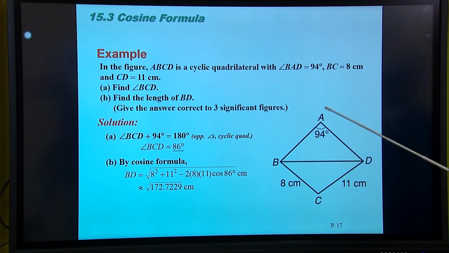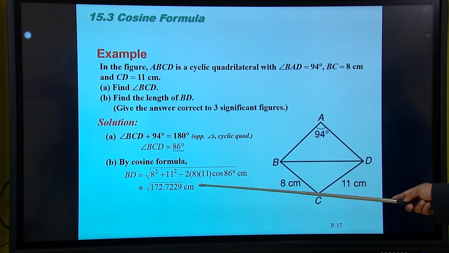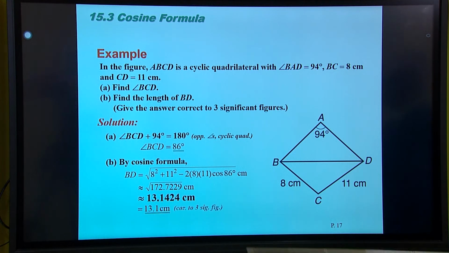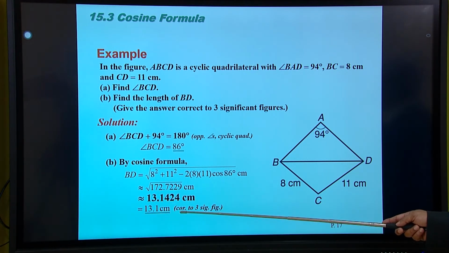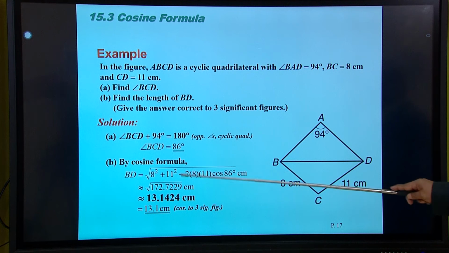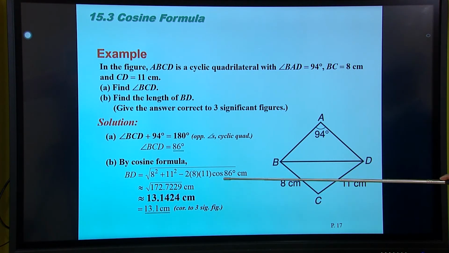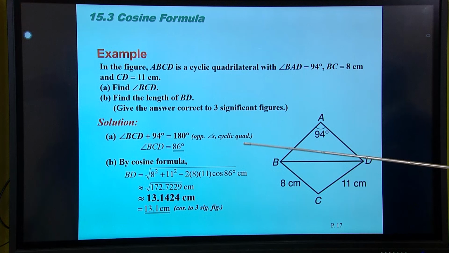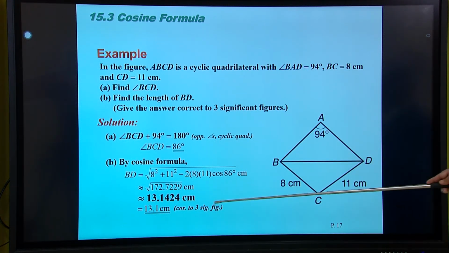Now again, 3 significant figures. So if I look at that answer, I need to round it to 3 significant figures, 13.1. So be very careful again here, 3 significant figures. When we are doing those calculations, carry more decimal places than you need. Always carry more decimal places, so when you round your answer at the end, your answer is more accurate.